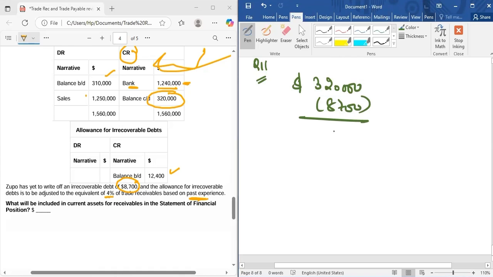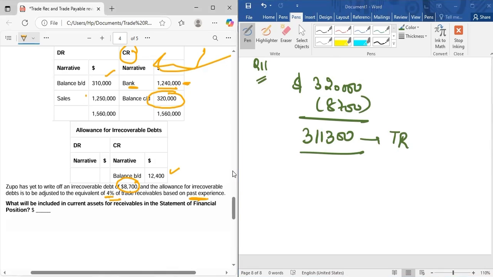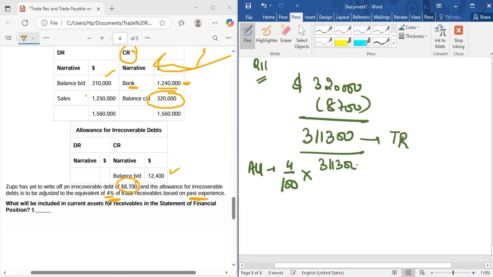This would be 311,300. All right, so these are our trade receivables. Now they are saying that we have to make an allowance of 4% of trade receivables. So allowance would be 4% of 311,300, which is $12,452. Okay, so this is allowance. This is our closing allowance.